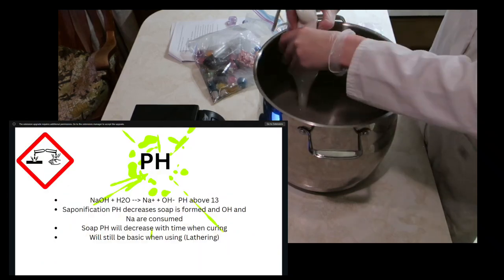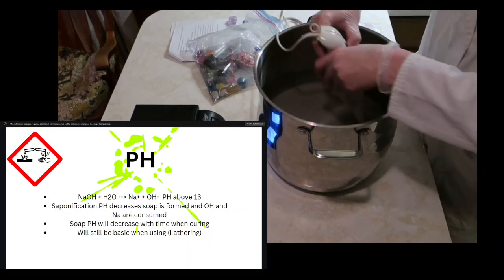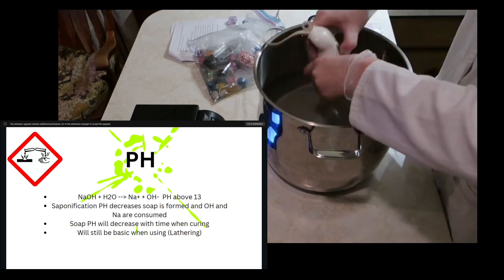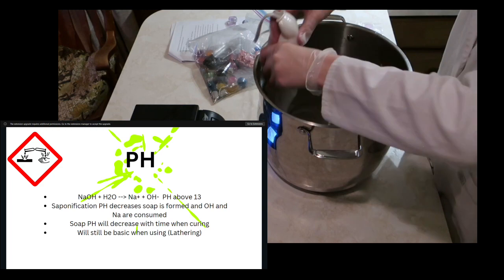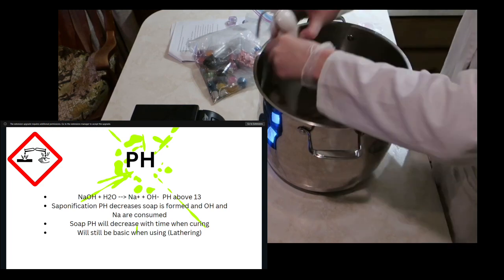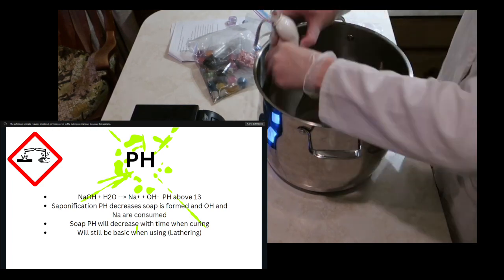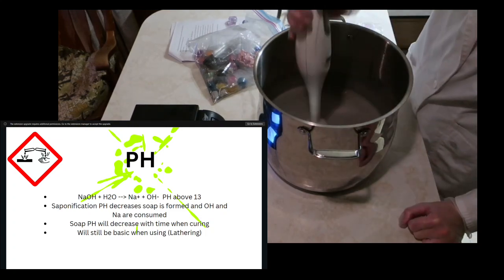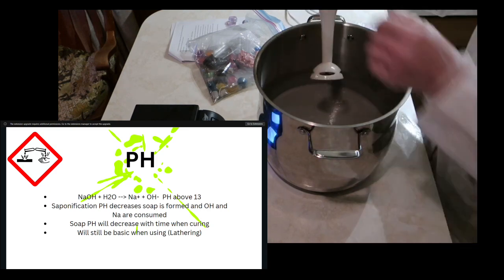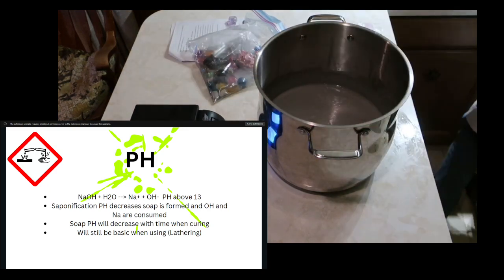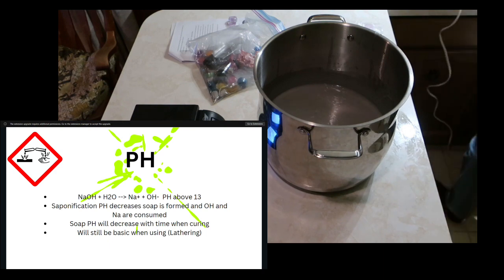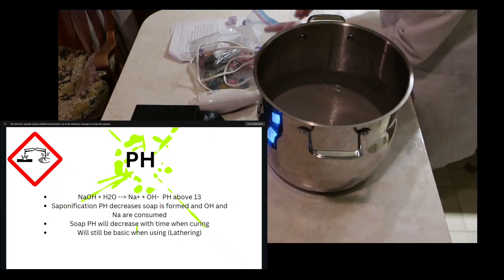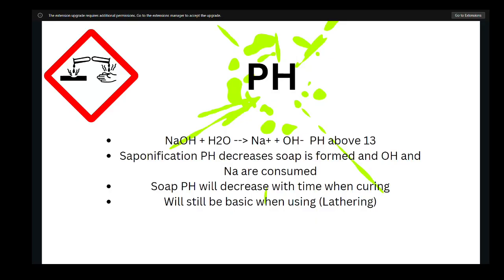pH. As sodium hydroxide mixed with water dissociates completely into Na+ and OH- cation and anion, the pH of the solution will be above 13. Once that's added to the oils, it will start our saponification reaction, where the pH will decrease as both the OH- and Na+ are consumed and the fatty acids are cleaved from the triglycerides. The pH of the soap will also decrease with time when curing, which is where we allow the water to evaporate off, but a usable soap is usually between a pH of about 8 to 10.